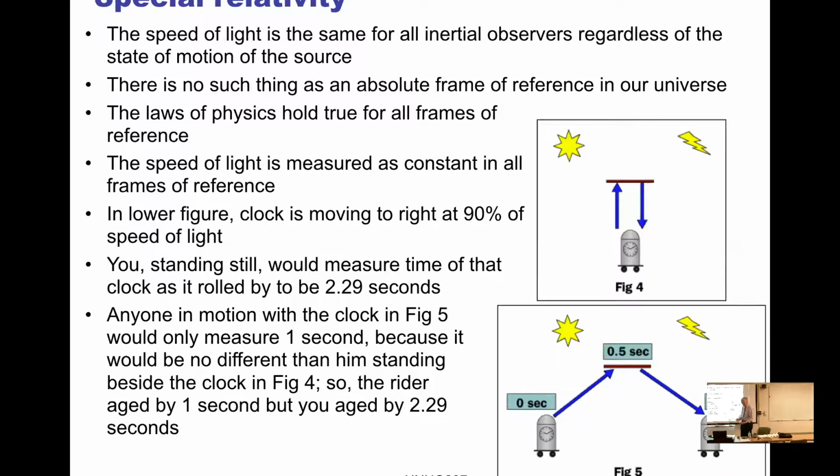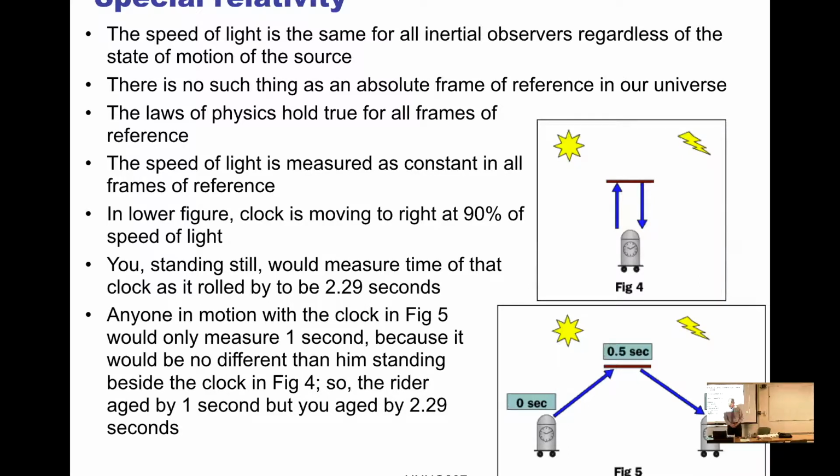Well, that's special relativity. And so that leads to the fact that aging is different. If you are observing this in the same frame of reference, you get 1 second, but in a different frame of reference, you're aged by 2.29 seconds.